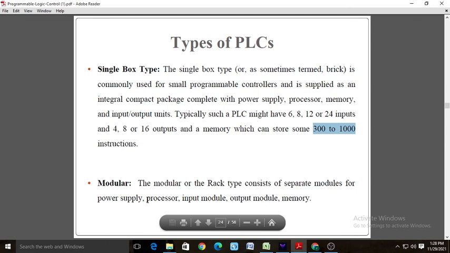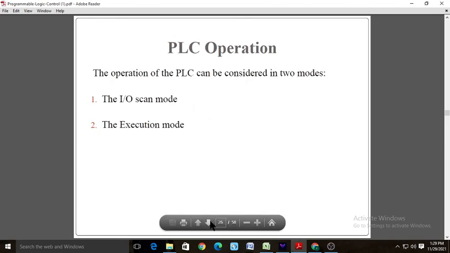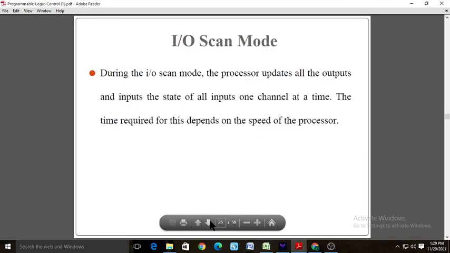Modular. The modular or rack type consists of separate modules for power supply, processor, input module, output module and the memory. These are the types of PLC. This is the single brick type and this is the rack type PLC. The brick type is used for small applications, whereas the rack type is used for compact or tricky types of applications. Then there are the PLC operations.